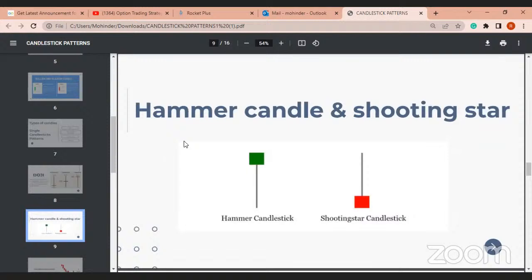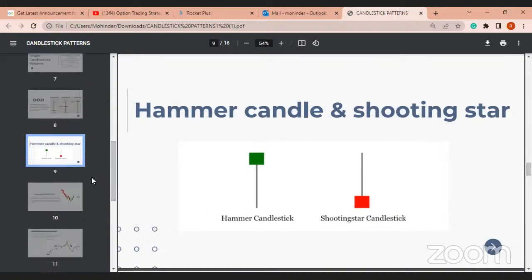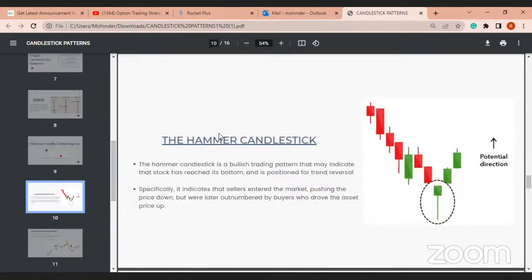And after that, the second one will be the hammer candle and shooting star. You can see that the formation of this candle is almost in a hammer shape, and that is why it is called a hammer candlestick. So, hammer candlestick and shooting star. I think you'll be learning in detail on the next page here. Here we go. The hammer candlestick. The hammer candlestick is a bullish trading pattern that may indicate that the stock has reached its bottom and is positioned for a trend reversal.